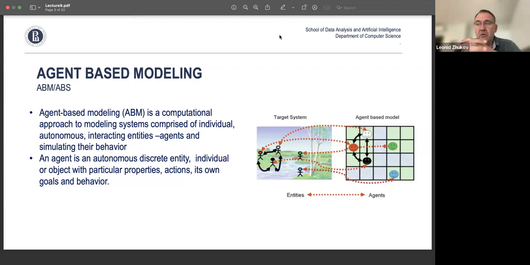Now, the obvious application is trying to understand and simulate social systems, right, where agents are people. But this is really not necessarily the case. You can think about different programs interacting with each other. Parts of the programs can be robots. It can be pretty much any system that can be decomposed into independent subsystems that are interacting with each other.